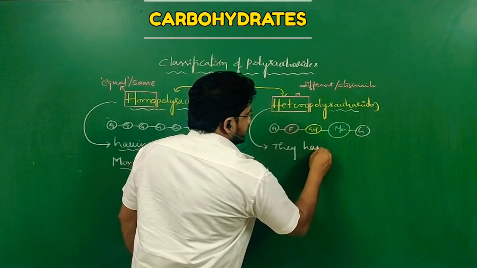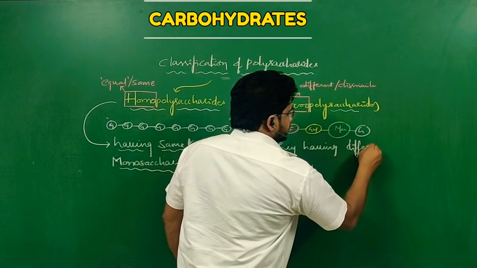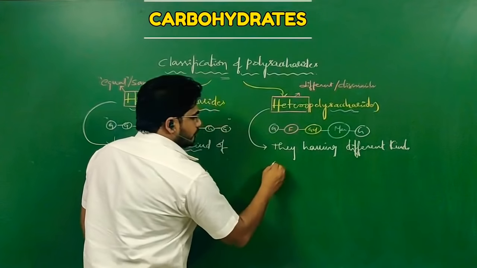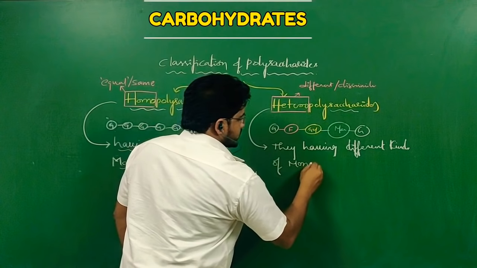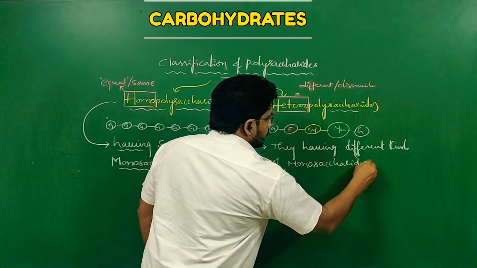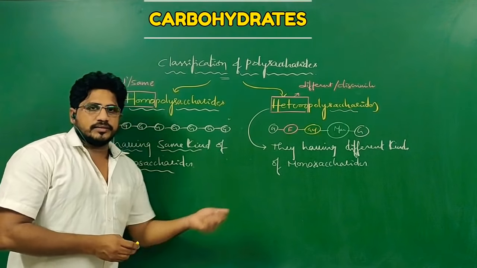They are having different kinds of monosaccharides in the structure. Then, what are the examples for them?